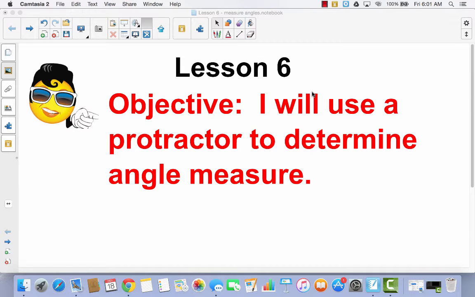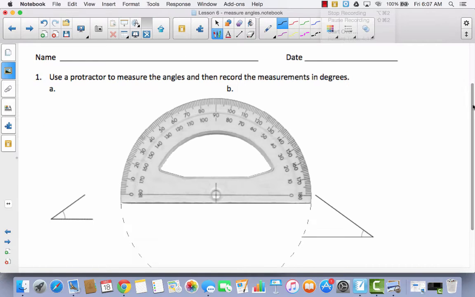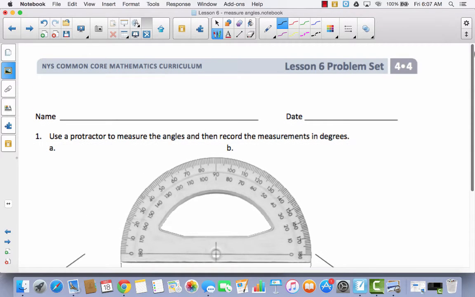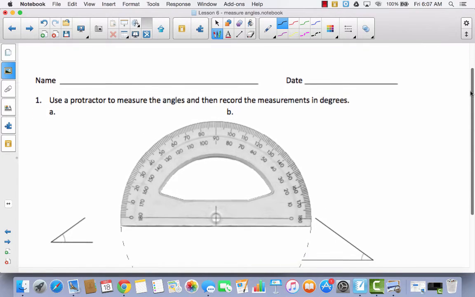Lesson 6, I will use a protractor to determine angle measure. So today we're going to be using a protractor for the first time, and we're going to be measuring some angles. We're not going to use our math journal, but you are going to need to come and see me so I can show you where a protractor is. Go ahead and get out your problem set. Looks like this, Lesson 6 problem set, and you're still going to need your protractor.